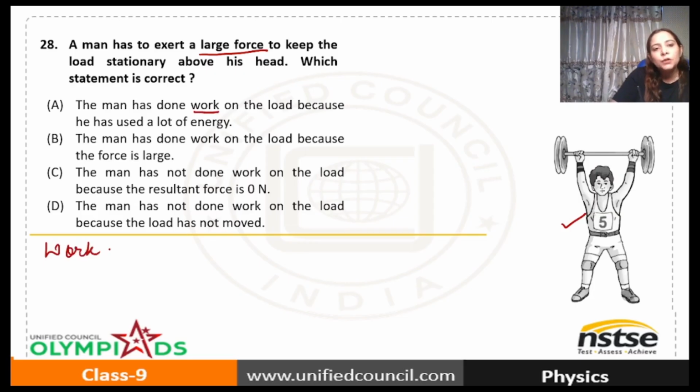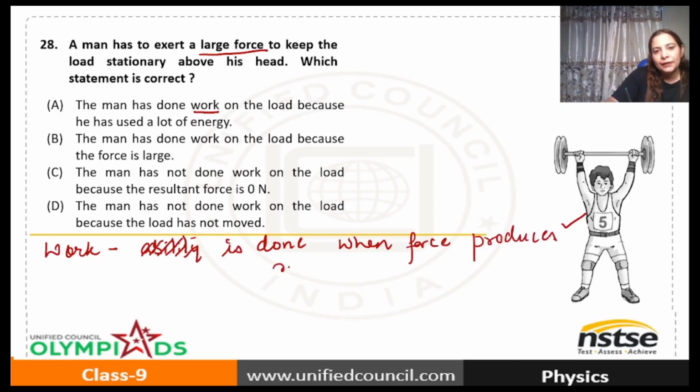So basically what is work? Work is done when force produces motion. That means work is done when force acts on a body and it produces somehow a displacement, or you can say it covers a certain distance. So work is done when force produces motion. So its expression becomes W is equal to F into S.